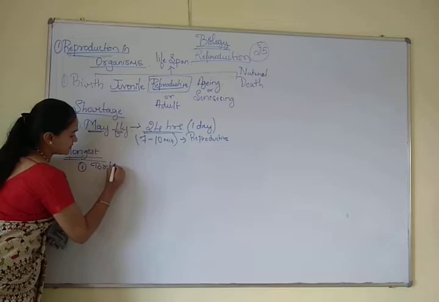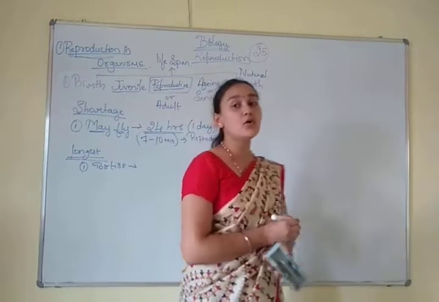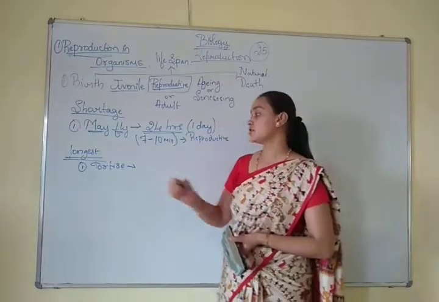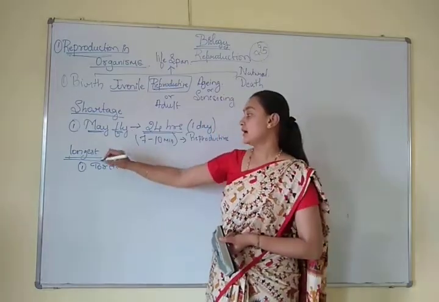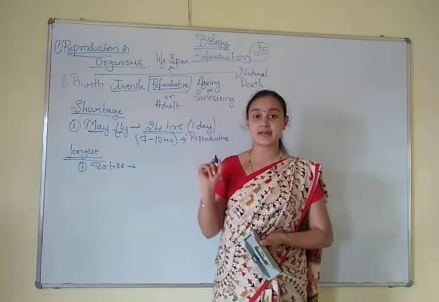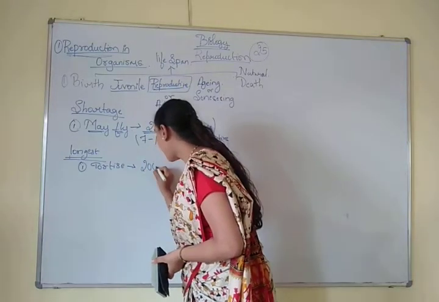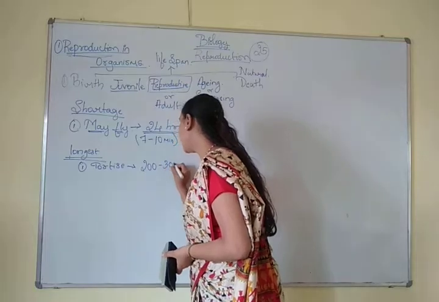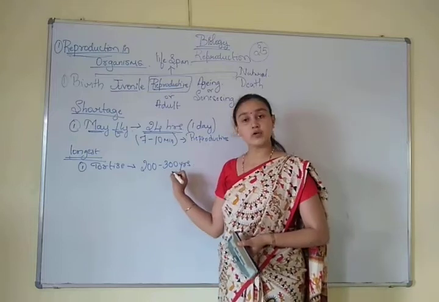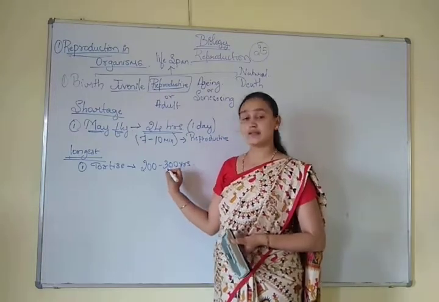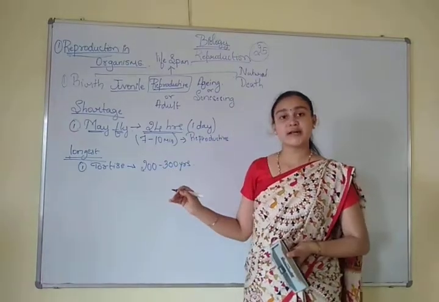Until now, the longest life cycle is considered to be that of the tortoise. We know that the tortoise is a very slow moving organism, right? So this tortoise has the longest life cycle. Its life cycle is around 200 to 300 years. So how long is the lifespan? It is 200 to 300 years. It is considered to be the longest known life cycle. Okay? So that is 200 to 300 years.